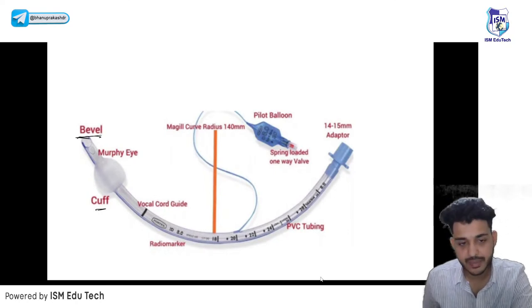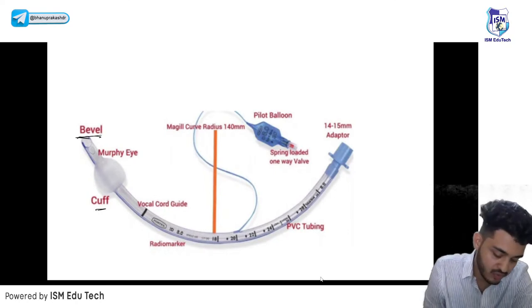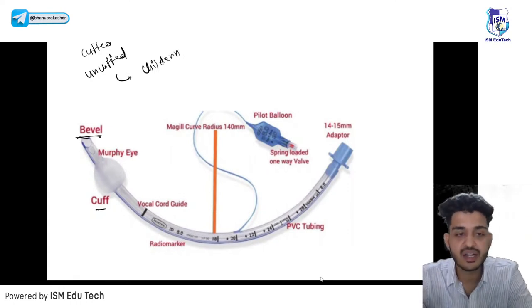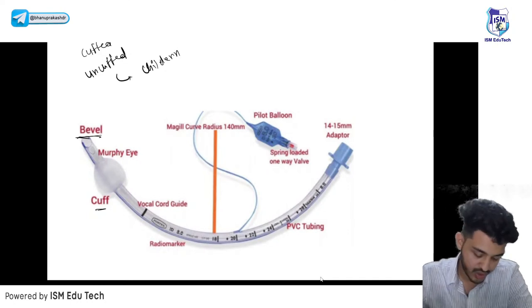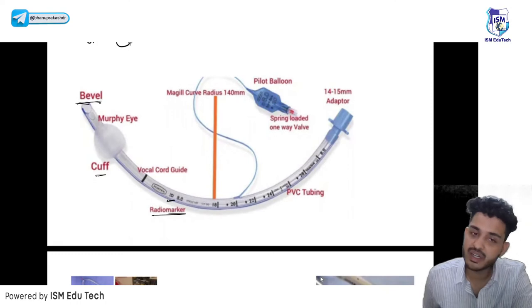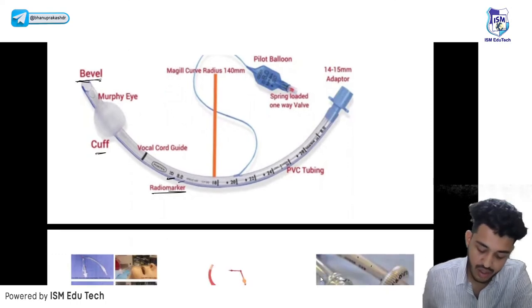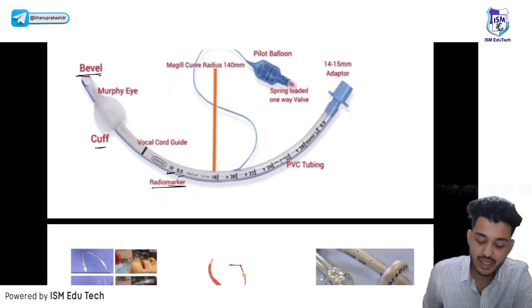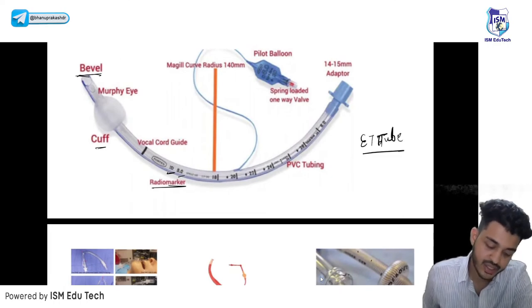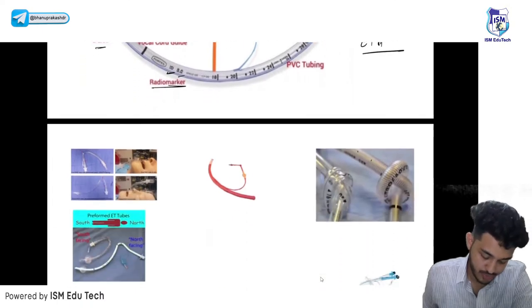It is cuffed. We have two types of ET tubes. First one is cuffed, second one is uncuffed. Uncuffed tubes are used in children. In pediatric patients, which tube do we use? That is uncuffed, to prevent subglottic stenosis. Here the diameter of the tube is written as a number. That is your simple endotracheal tube.